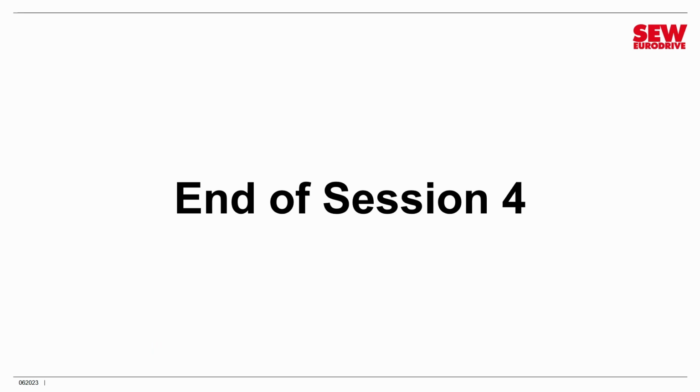All right, well that is the end of session 4, and that is the end of Easy Mode Startup. You can see that you can get your MOVIMOT running quite easily in just a few minutes. When we move on to session 5, we're going to look at a few other things that you need to know about your MOVIMOT, like how to tell if an error occurs, what kind of error is happening, and we're going to take a quick look at the DBG60 keypad and see some of the things you can do with that. So, see you then.